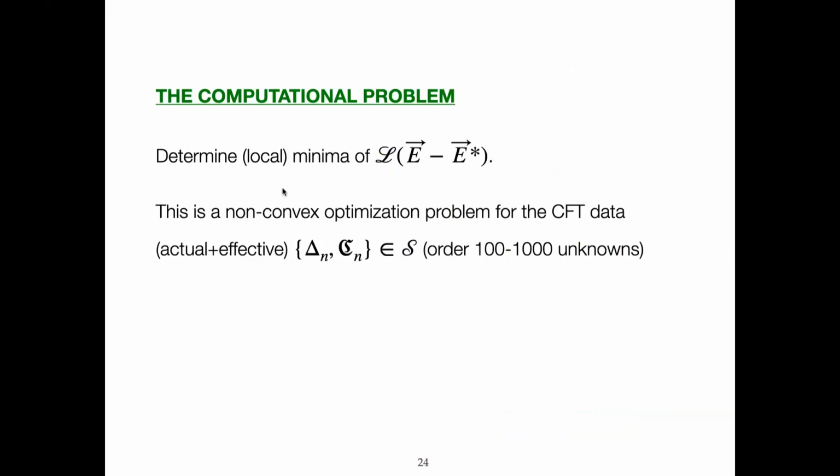Okay, so that concludes the CFT problem. To summarize, the computational problem that we have to solve now is: we set up the spin partition, we have these crossing equations, we set up this cost function, and we have to minimize this complicated loss function. This is a non-convex optimization problem for the CFT data. It includes the actual CFT data that we're trying to read off, and also lots of effective CFT data that we don't care about their specific values. We only care about their averaged summed contribution to the crossing equations. And now we can do this with thousands of unknowns.